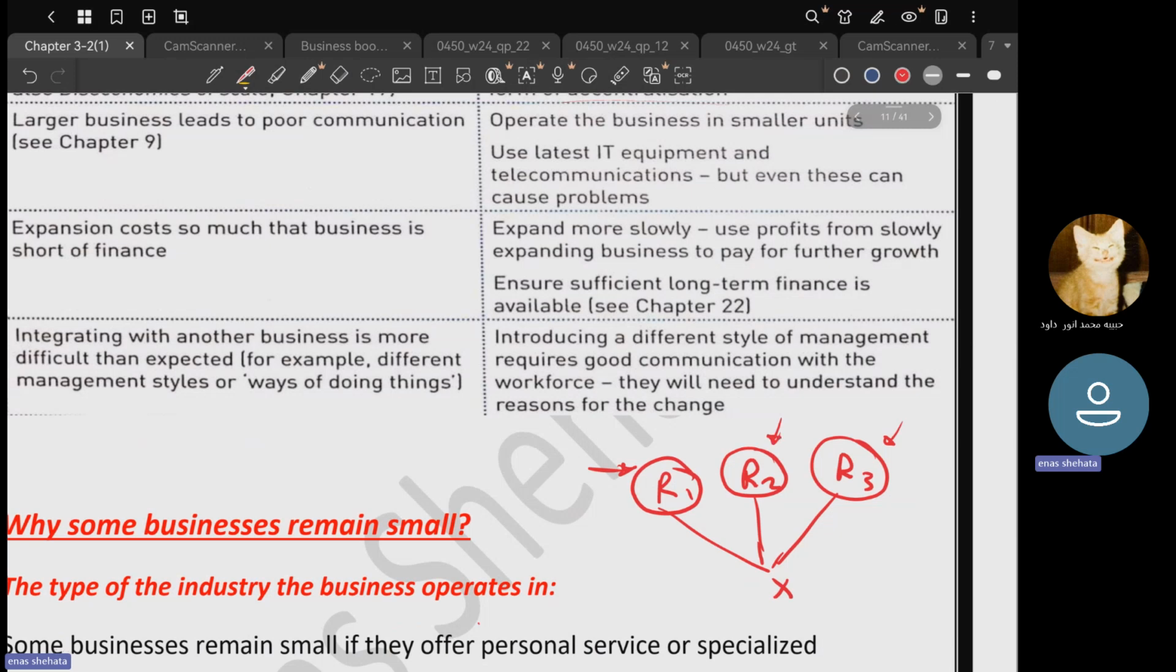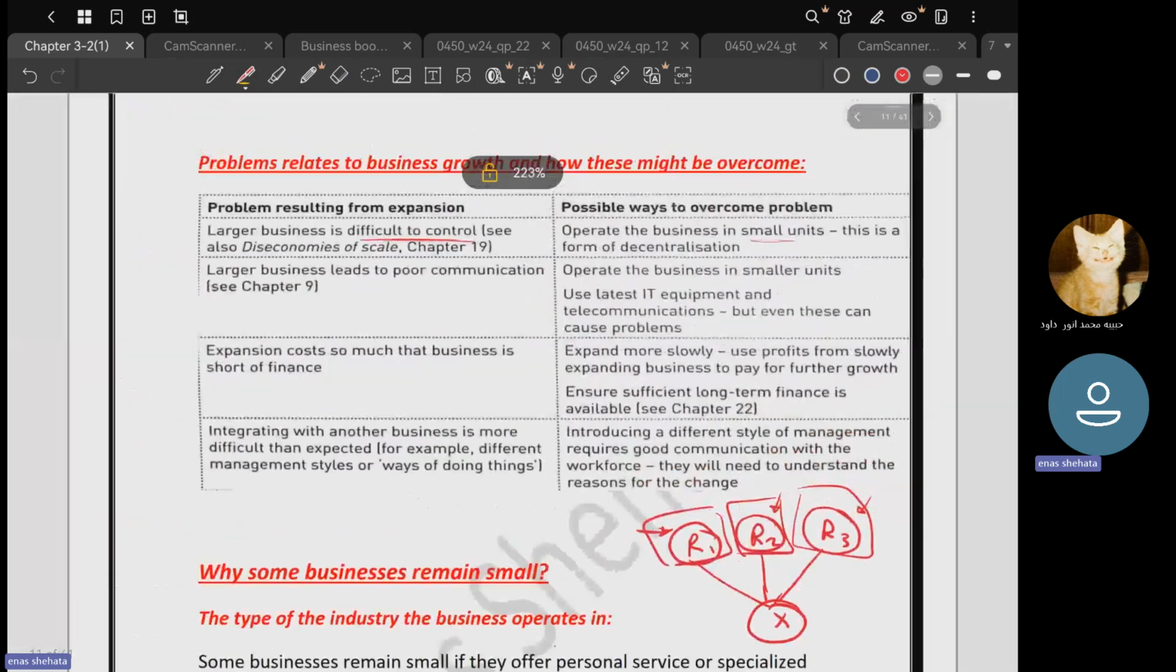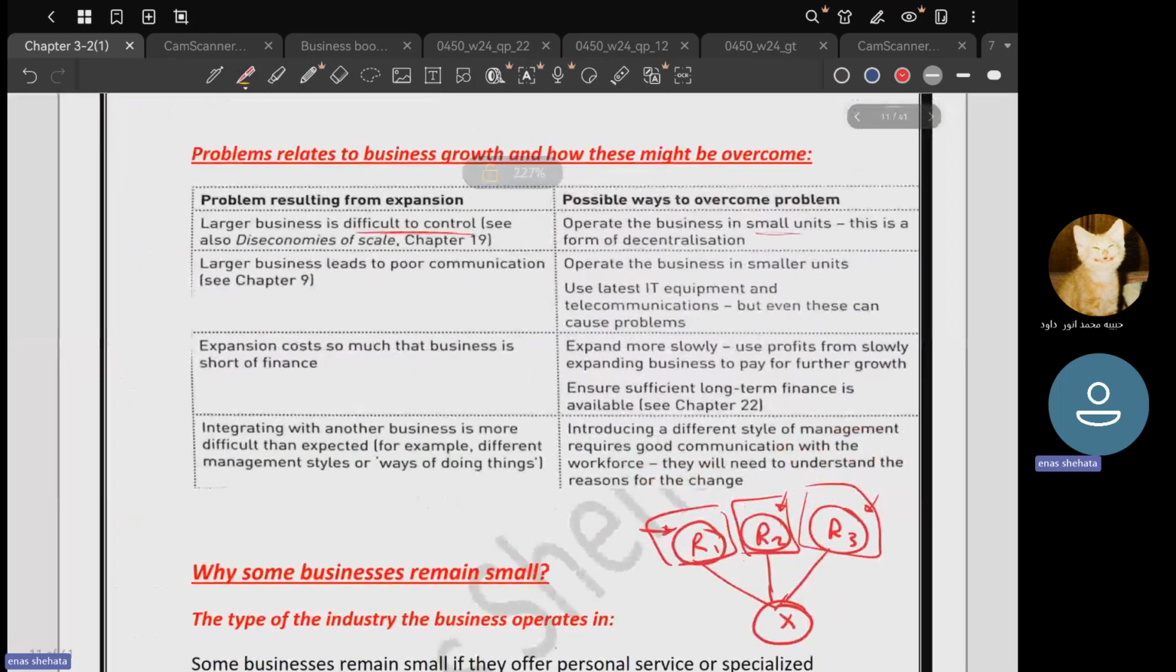So I divided the business into small units. And each unit will take their own decisions. So not all the decisions are taken by X, it will be very difficult to manage the 3 regions together, but I divide the business into small units and each unit will operate on their own.